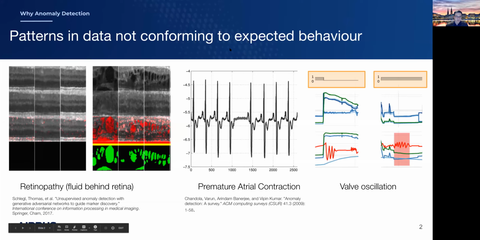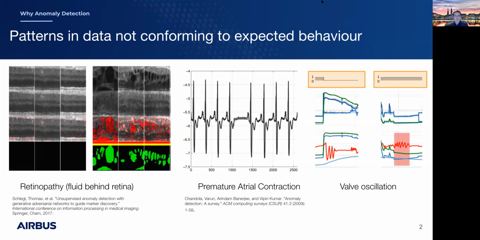So, why do we care about it? Anomaly detection is about patterns in data which are not conforming to expected behavior. And usually, these are very valuable patterns to discover because the actions you derive from them create tremendous business value, but also can create value for humans in general.